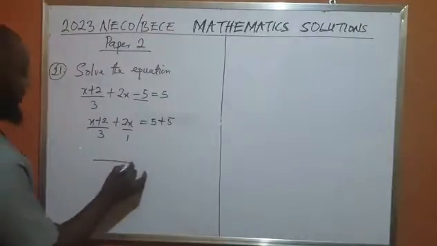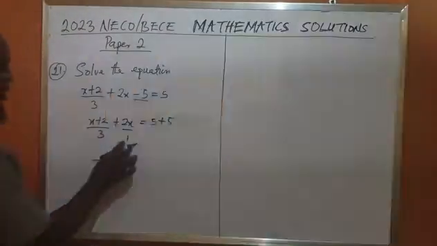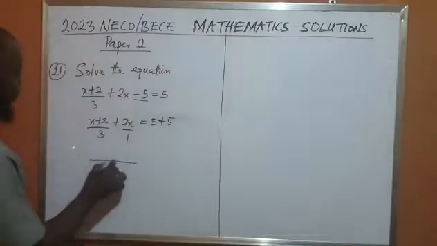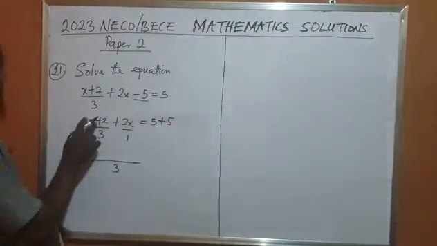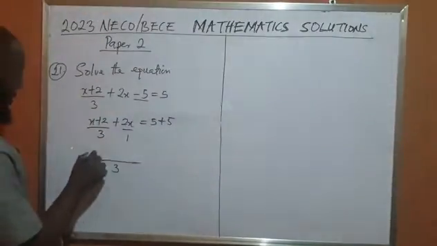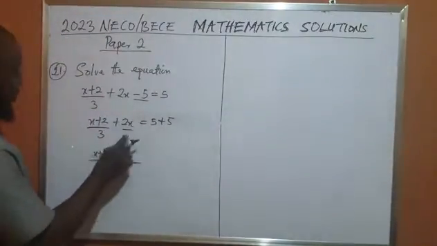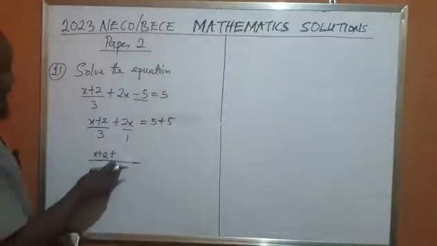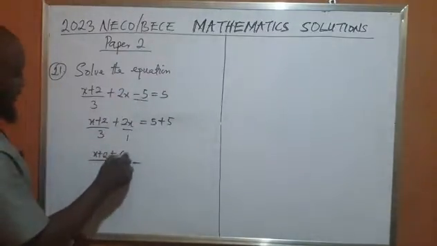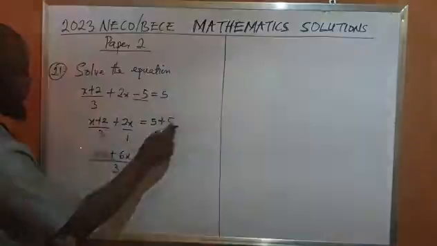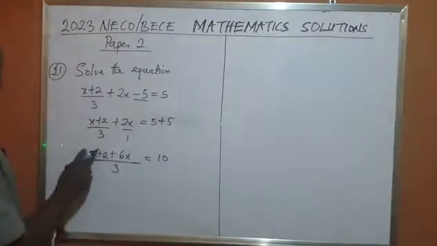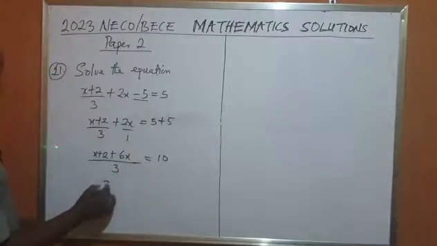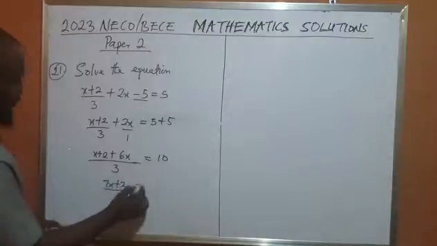So in that case, we're going to have this. The LCM of 3 and 1 is 3. How many 3s can go in 3? 1. So 1 multiplied by (x + 2) gives x + 2. Then 3 times 2x will give us 6x, equals 5 plus 5, that gives us 10. So here now we have x plus 6x, that gives us 7x + 2, divided by 3, equals 10.